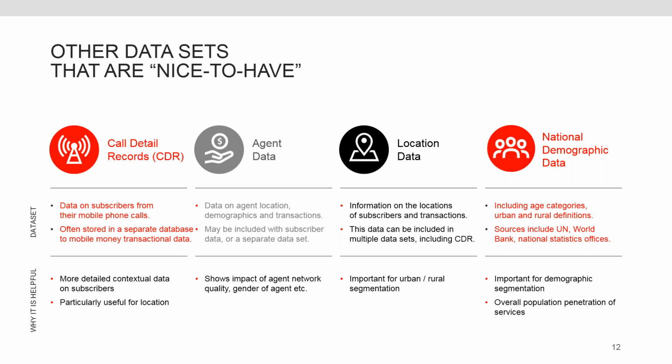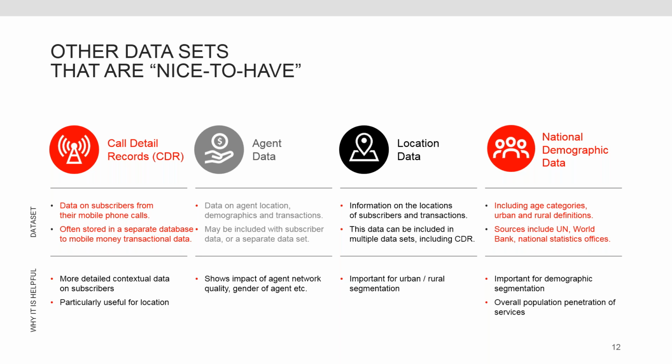Other data sets which are definitely helpful to have, but aren't completely necessary to do some form of analysis, are things like call detail records, which is a larger data set which includes all of the behavior of a subscriber on the GSM as well as mobile money side. So that's things like phone calls and SMS sent, and that can give some really helpful contextual data on how high value a customer is, how active they are with different services, how many people they interact with, and things like that. You might also have agent data. This might be included in your subscriber data set and can also be very useful for some forms of analysis around agent interaction, which I'll get into a little bit later.